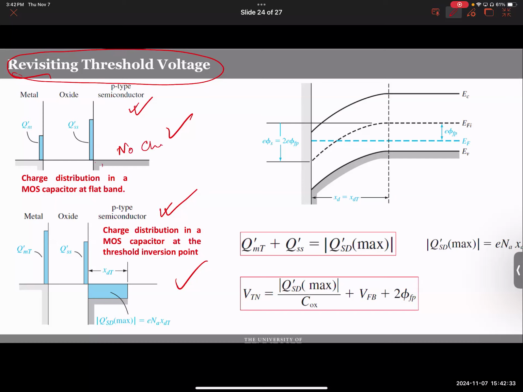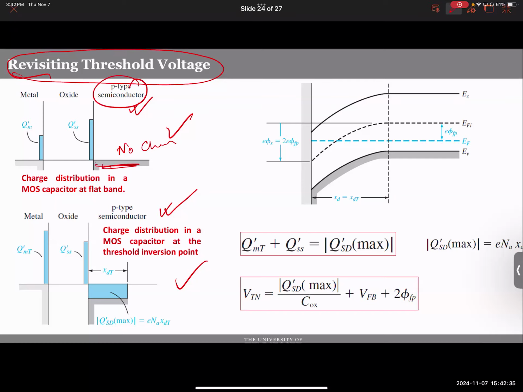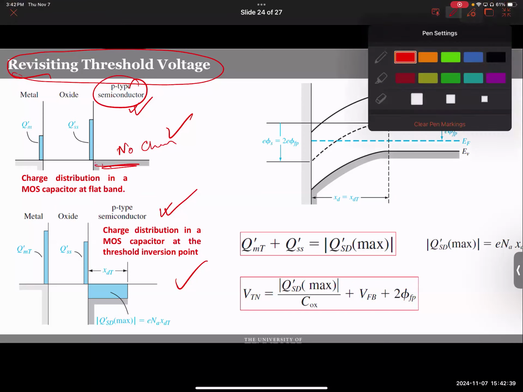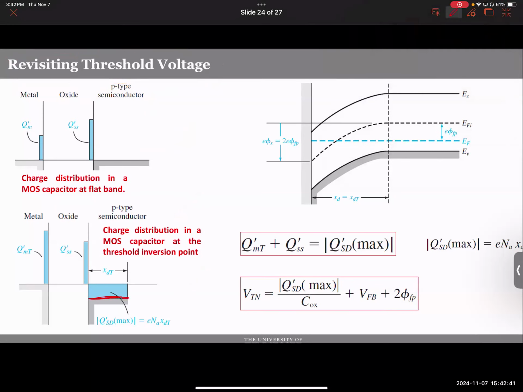No charge in the semiconductor, so it must have been flat band. And there is charge in the semiconductor, so it's no longer flat band, right? Okay, tell me one thing. If you apply positive voltage to the gate, what kind of charges will pile up here? Electrons or holes? Who likes positive? Electrons, right?